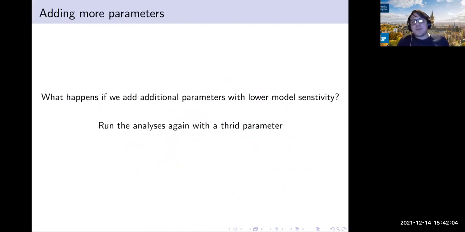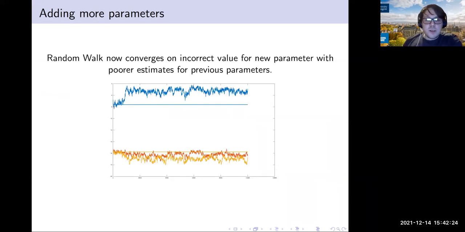So the next question was, what happens if we add more parameters in? We know that the two parameters we estimated had high sensitivity, and we were able to estimate those quite well from data. We're now going to rerun the analysis by adding in a third parameter, which according to the sensitivity analysis wasn't actually sensitive, so we wouldn't expect to be able to estimate it very well. When we did this with the random walk algorithm, it actually converged, but it converged on completely the wrong value. The solid line here is the true parameter value that we simulated from. This upper parameter is the new one that we've added that the model isn't sensitive to. It looks like it's converged, but really it's converged on completely the wrong value.